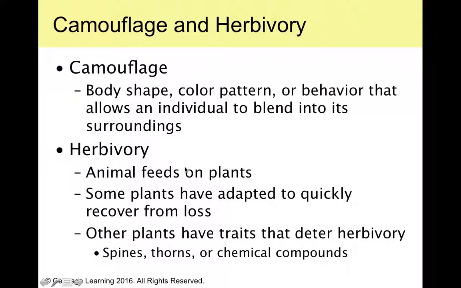But herbivory is any time that an animal feeds on plants. And some plants have adapted to try to recover from that loss from herbivores eating them. So they just grow really fast. Other plants have traits that deter herbivores, like having spines or thorns or chemical compounds that will burn the tongues of animals trying to eat them.